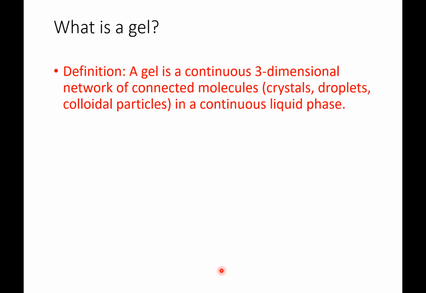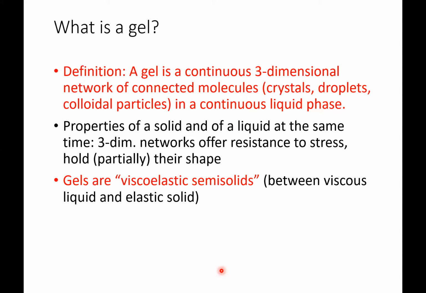So now the all-encompassing question really is, what is a gel and how do we form it? What do we need for gel formation? By definition, a gel is a continuous three-dimensional network of connected molecules. How that network looks is left open. It can be crystals, it can be droplets, it can be small particles. And the whole thing is in a continuous liquid phase. In our case, that would be water, I would say. So it has the properties of a solid and a liquid at the same time.